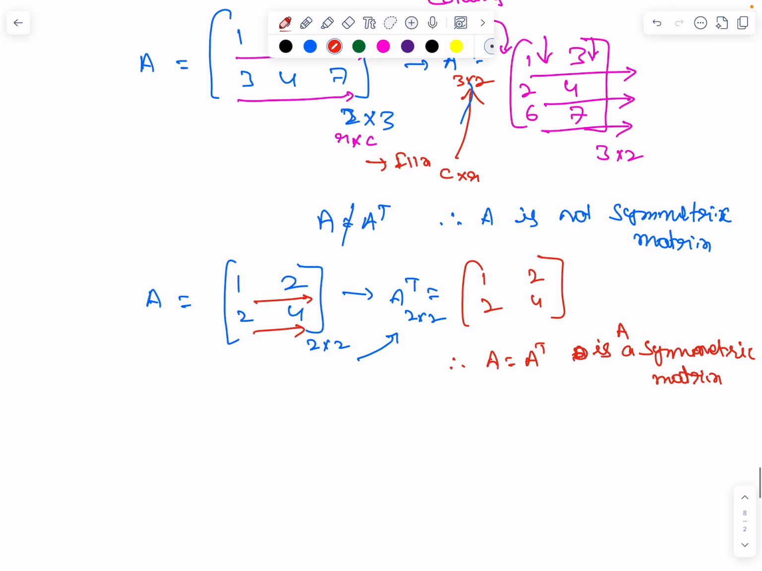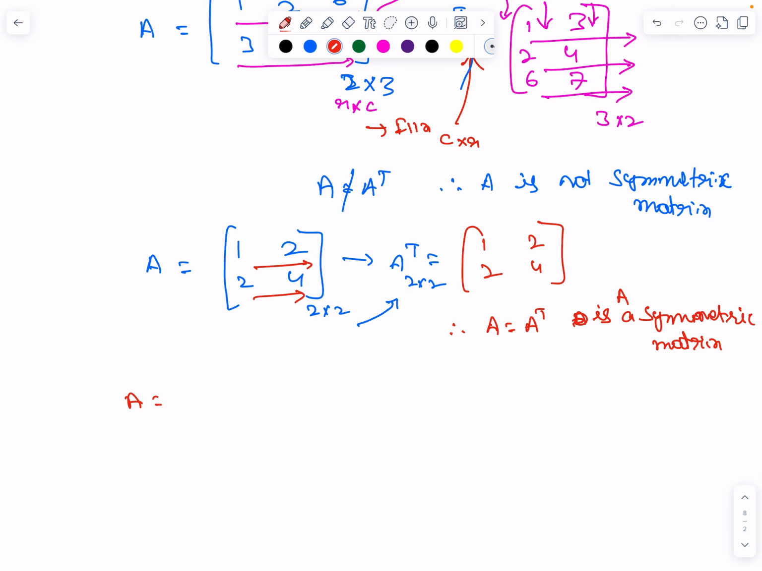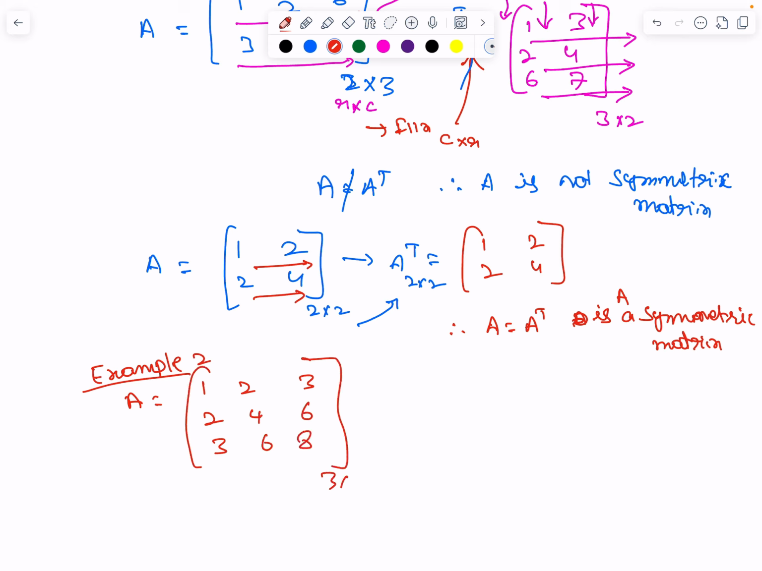Now another example, example 2. A is equal to 1, 2, 3, then 2, 4, 6, and 3, 6, 8. It is a 3 by 3 matrix, and A transpose is something like this: the first row you write as the first column, 1, 2, 3; the second row as the second column, 2, 4, 6; the third row as the third column.